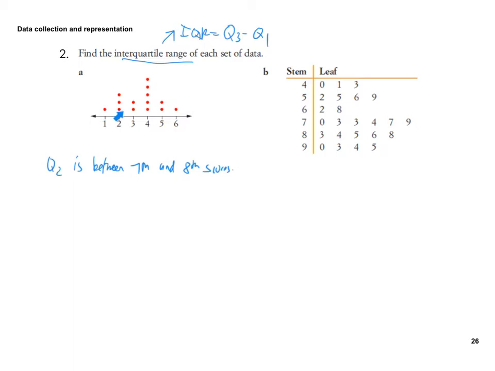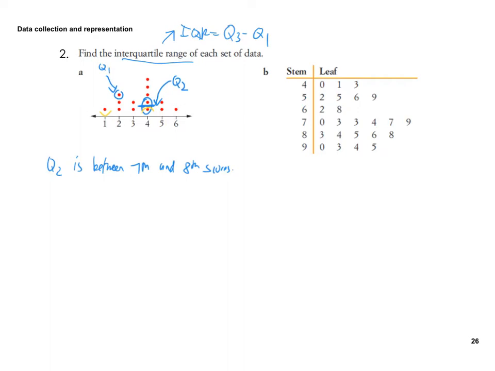So 1, 2, 3, 4, 5, 6, 7, 8. So my middle, my circle. So it's between these two numbers, which is actually right here. So my Q2 is right there. Now my lower middle goes from here to there. So how many numbers are there? 1, 2, 3, 4, 5, 6, 7. 7 divided by 2 is 3.5, but round up to 4 because 7 is odd. So my fourth number, 1, 2, 3, 4, right there, that will be my Q1.